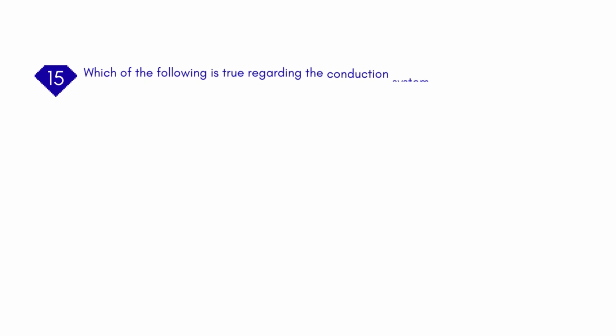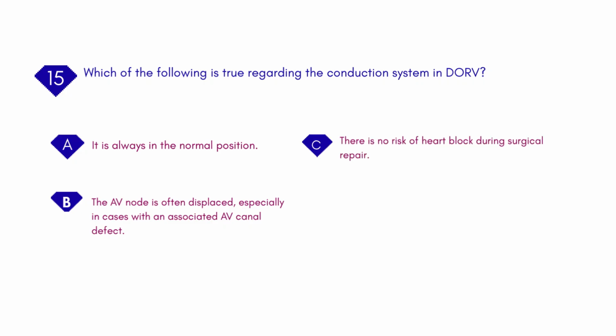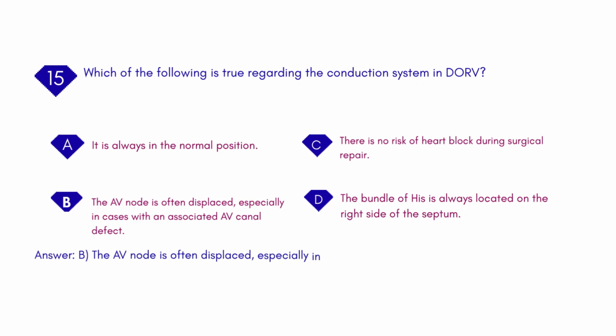Which of the following is true regarding the conduction system in DORV? A. It is always in the normal position. B. The AV node is often displaced, especially in cases with an associated AV canal defect. C. There is no risk of heart block during surgical repair. D. The bundle of His is always located on the right side of the septum. Answer: B. The AV node is often displaced, especially in cases with an associated AV canal defect.